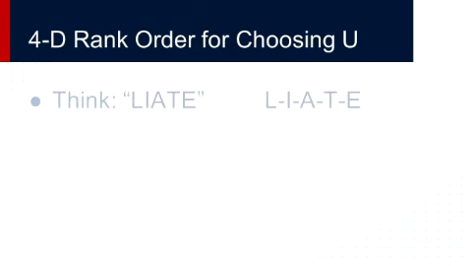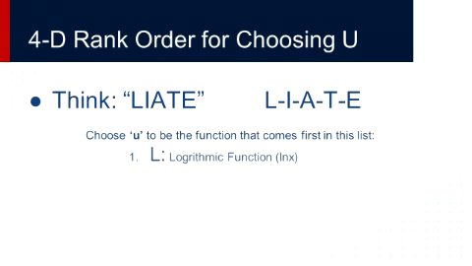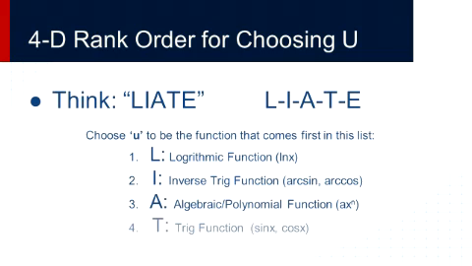But exactly how do we know what to pick for u, what to let u equal to? Well, one thing I've learned recently is to think LIATE. LIATE is L-I-A-T-E, it's an acronym. And so L would stand for logarithmic functions like ln x. I would stand for inverse trig functions like arcsine and arccosine. A would be algebraic or polynomial functions, ax to the power of n. And lastly, it would be trig functions or exponential functions. And trig functions and exponential functions are equal. They are on par with each other in choosing what u should be.